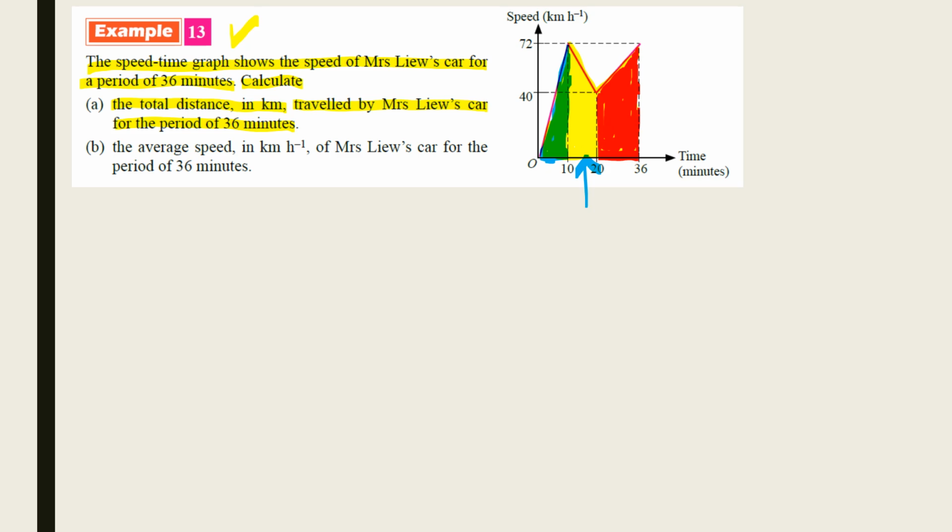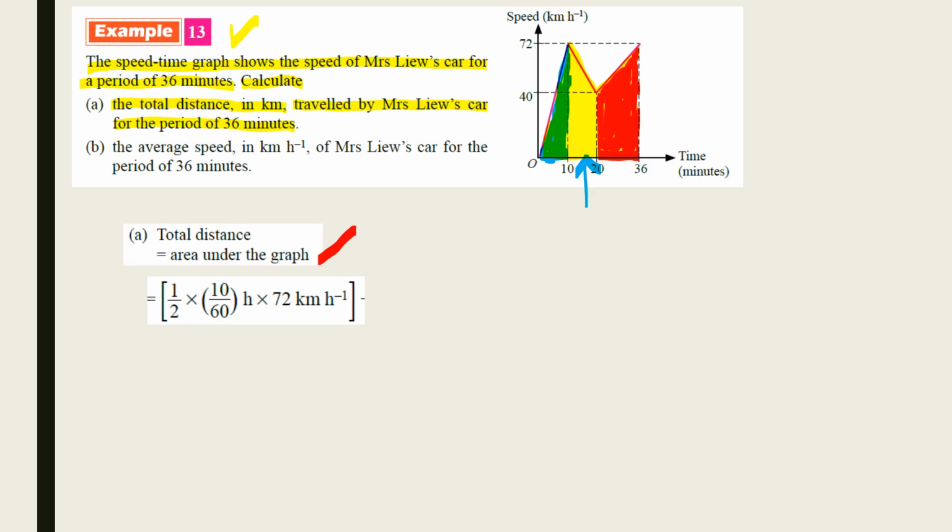So the distance traveled is the area under the line. This one you should know. So the first area is the triangle, 1/2 times 10, you change into hour, you divide by 60, times 72. This is the height, and the length is 10. So you just use the formula.